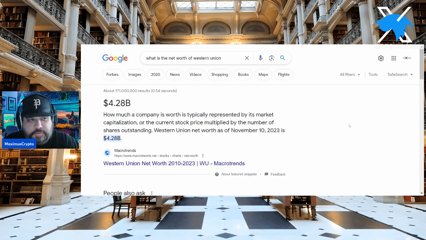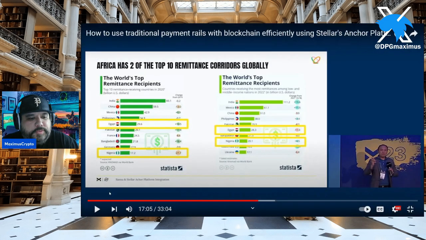Now, this guy's going to give you some more examples. I think they're really good examples, and I want you to see this. So I'm going to jump back to this tab, and let's play a little bit more. But again, look where it says Africa has two of the top 10 remittance corridors globally. Crazy stuff. All right, let's play this.